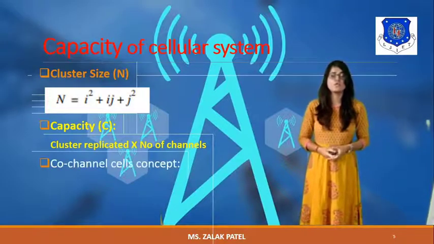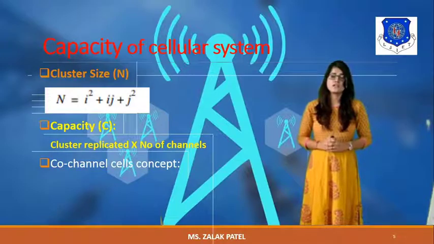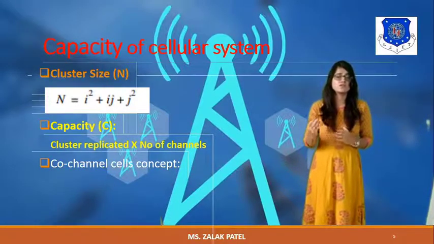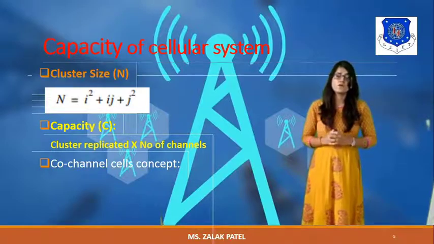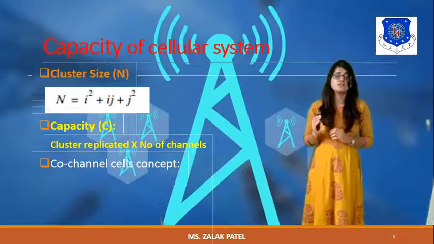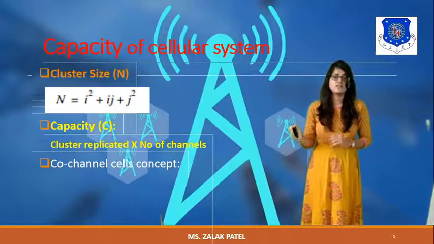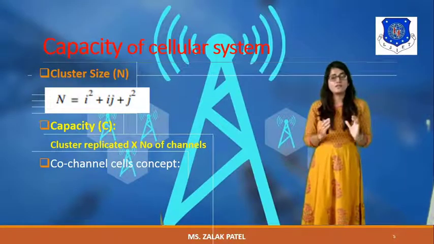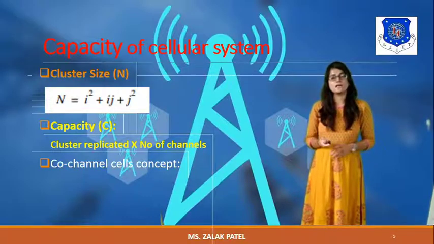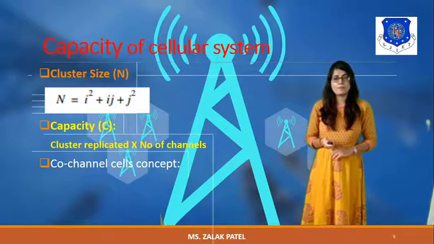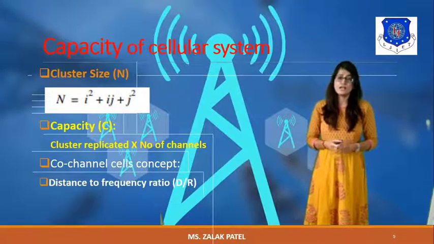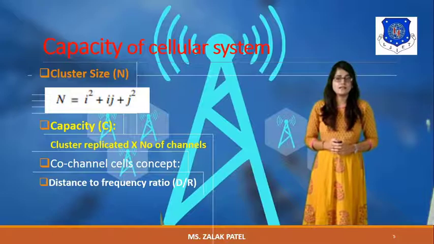Next is the co-channel concept. The co-channel concept is associated with adjacent channel interference and co-channel interference. Basically, co-channel interference means the number of cells that use the same set of frequencies, or we can say that the interference between the co-channel cells is called co-channel interference. Now, distance to frequency reuse also matters, which we will see in the next lecture.